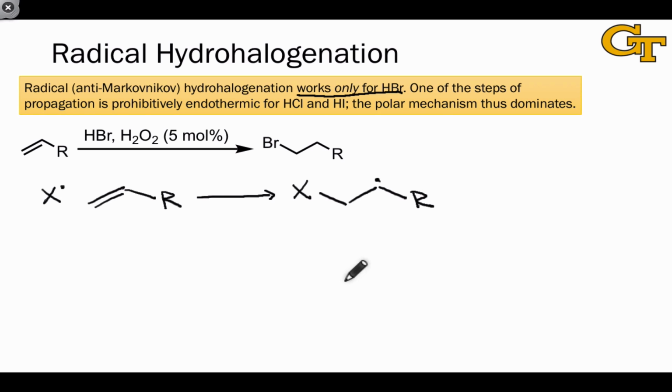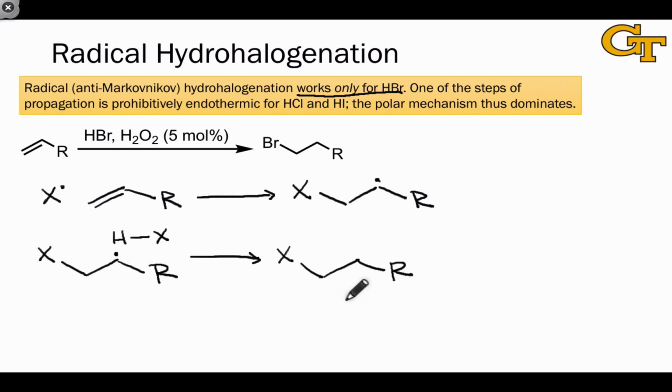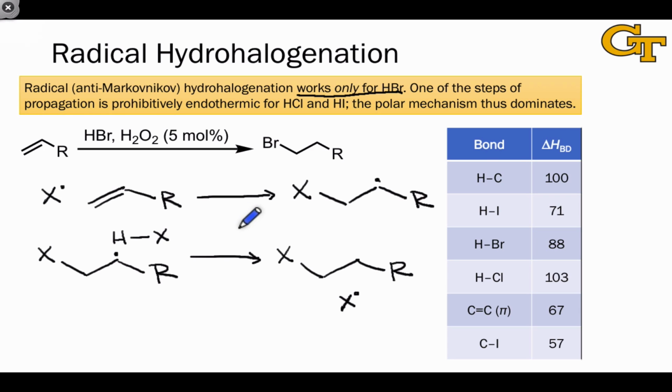In the first step, the X radical adds to the alkene, and in the second step, the resulting alkyl radical abstracts a hydrogen from HX, generating the product and a new X radical. We can see the problem here if we look at bond dissociation energies relevant to this reaction. In the first step, essentially we've traded a carbon-carbon pi bond for a carbon-X sigma bond. A typical energy for a carbon-carbon pi bond is about 67 kilocalories per mole, and for a carbon-iodine bond, the energy is only 57 kilocalories per mole. So this is 10 kilocalories per mole uphill in energy for iodine. Put another way, this step is endothermic when HI is used.